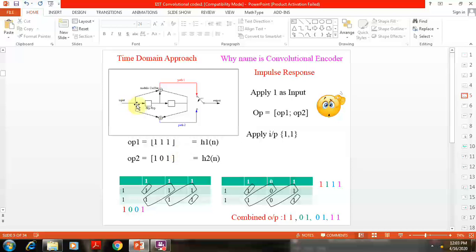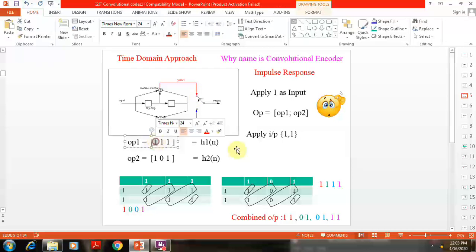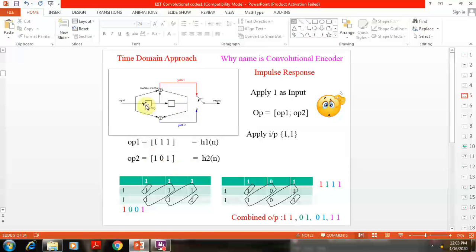Again I repeat, I started by applying 1. When I applied 1, the upper branch generated 1, so I have written 1 here, and the lower branch has also generated 1, so I have written that one here. Now that one goes inside and we are applying 0 here. Once I apply 0, the upper branch will still generate 1, which is this, and the lower branch will have 0 XOR 0, which is 0, which is this bit. And in the last cycle, again one more 0 is appended. Your 1 will go here. So the upper branch will generate 1, the lower branch will generate 1. So this is 1 and 1.